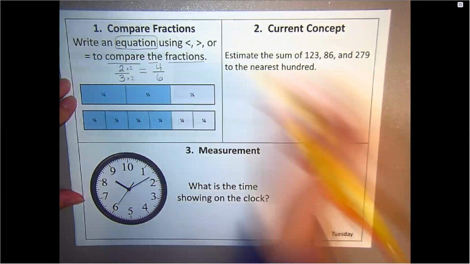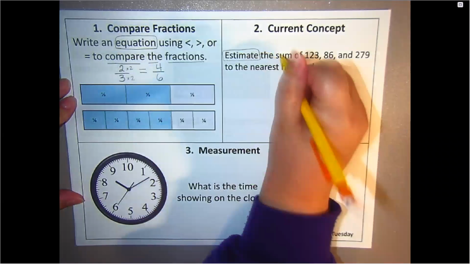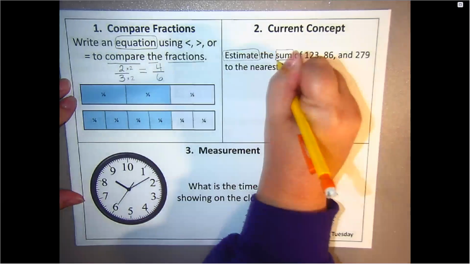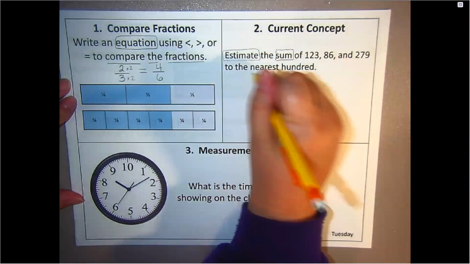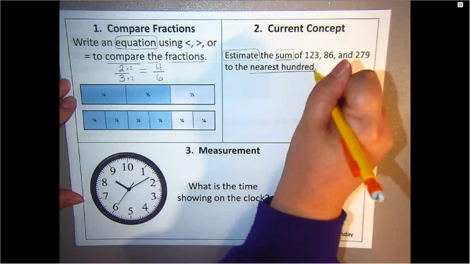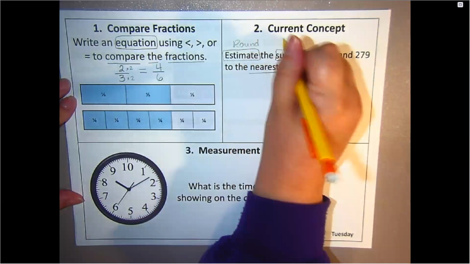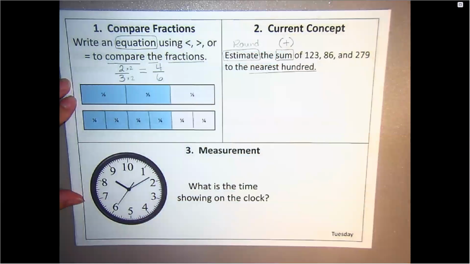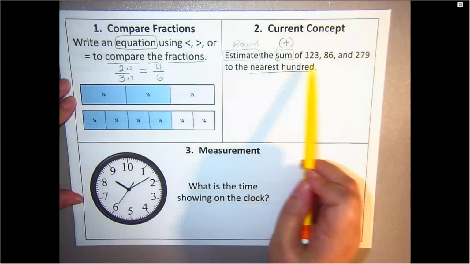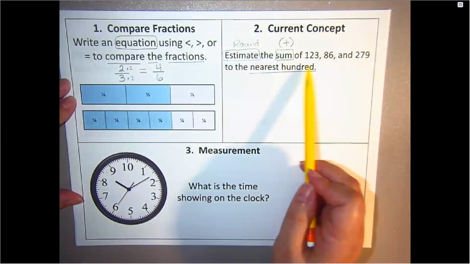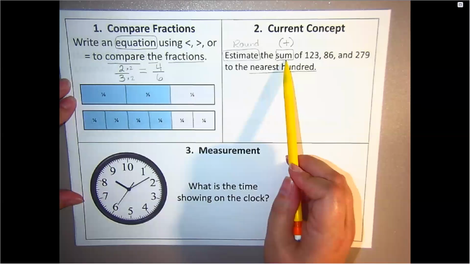Number 2, it says estimate. I'm going to box that word. To the sum, I'm going to box that word, of 123, 86, and 279 to the nearest hundred. Estimate means to round. And the sum is the answer to an addition problem. It's important that we know what this word means because there is no mathematical symbol in this sentence that tells me I'm going to add other than the word sum.